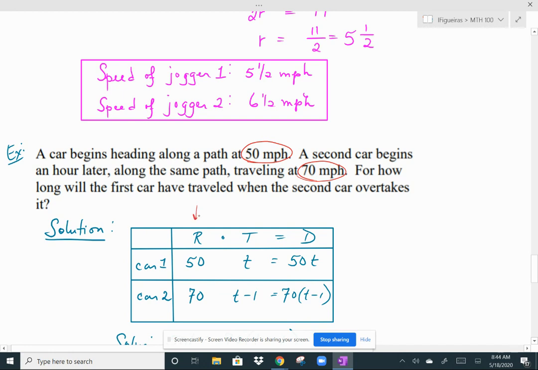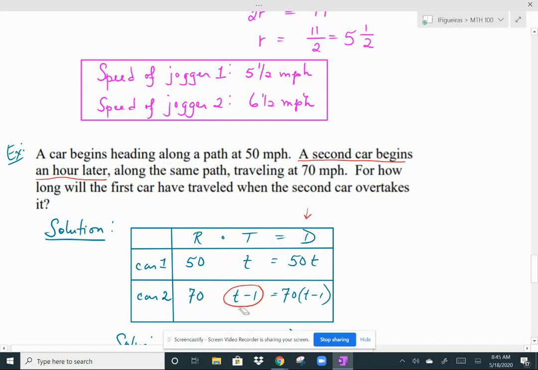Here's our rate, 50 miles per hour and 70 miles per hour. You do not know the time for these two cars or how long they've been traveling, but you do know that the second car begins an hour later than the first car. So if the first car is traveling for T hours and the second car started an hour later, that means he's been traveling 1 hour less, so the second car's time is T minus 1. Now, distance is the product of rate and time. So I get 50 times T and 70 times T minus 1.